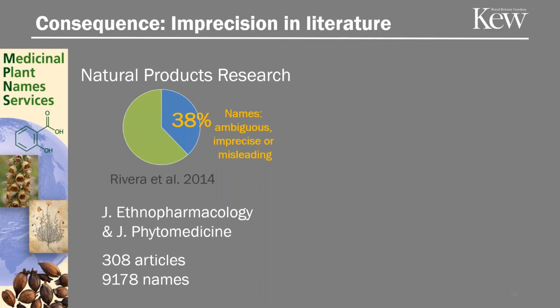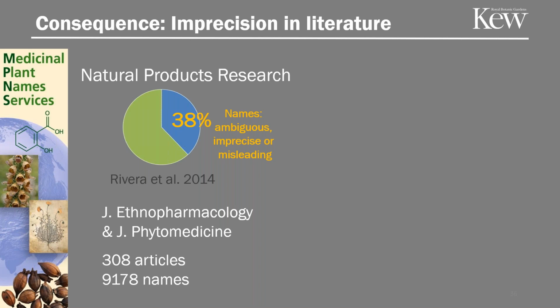And this problem goes beyond, of course, just health regulation, to even scientists. So this is an article in which I was a co-author. We looked at articles published in 2 journals over a 2-year period, and 38% of the scientific names cited in the publications were not precise or unambiguous.